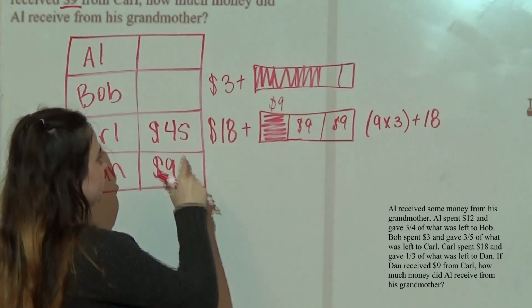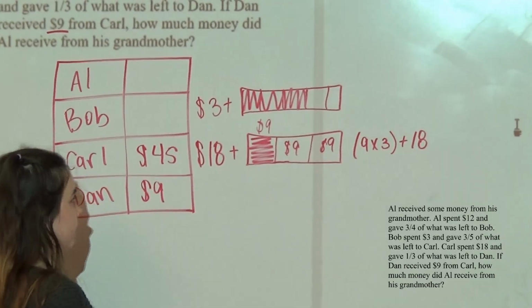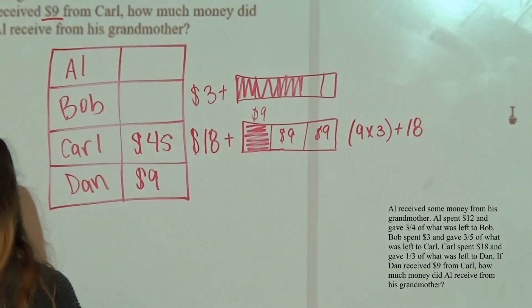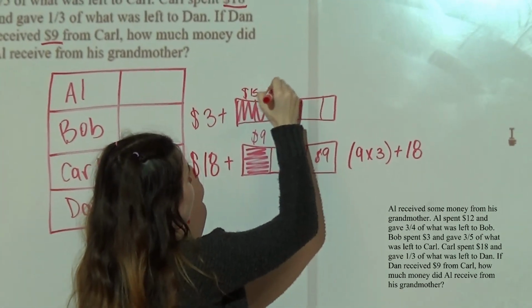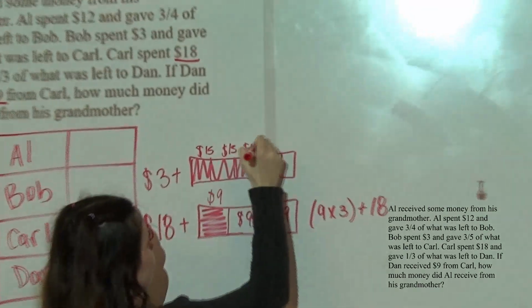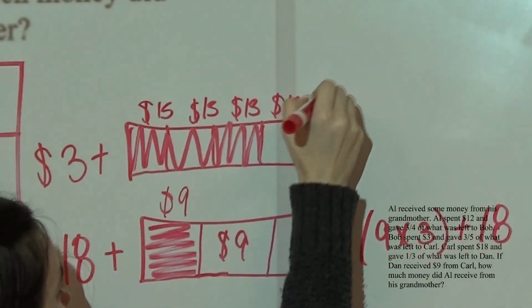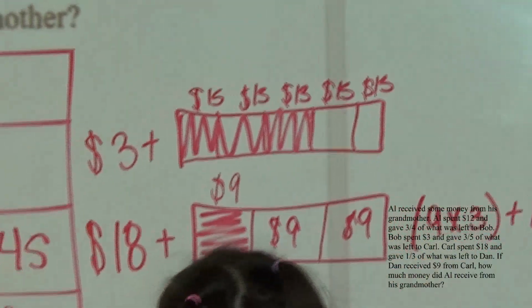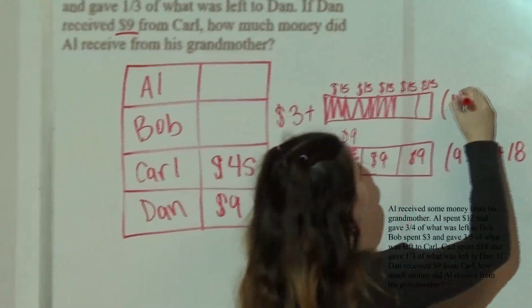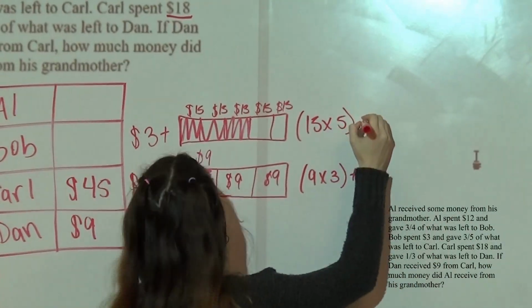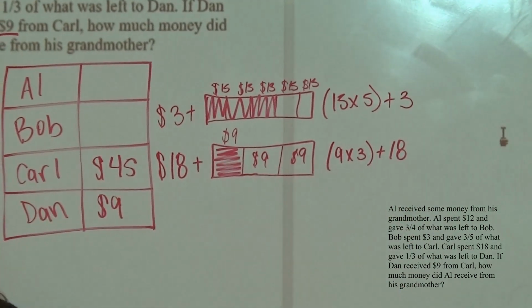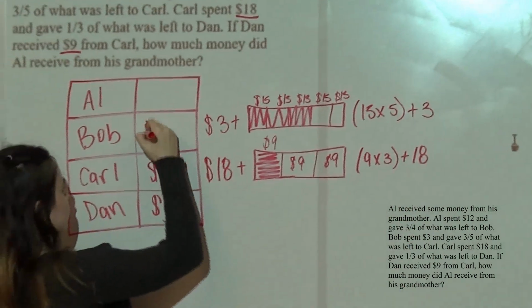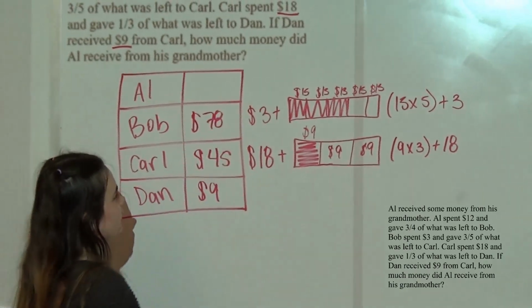So we can split this 45 into 3. So 45 divided by 3 is 15. So we know each little box is going to be $15, theoretically. So then, to figure out how much Bob had altogether, we're going to do 15 times 5 plus the $3 that he spent. And that gives you $78. And we know Bob had $78.